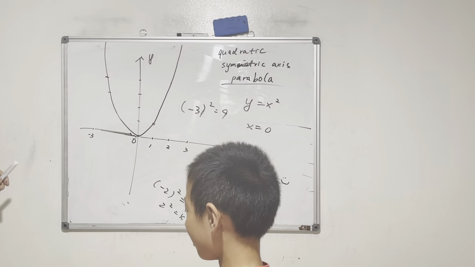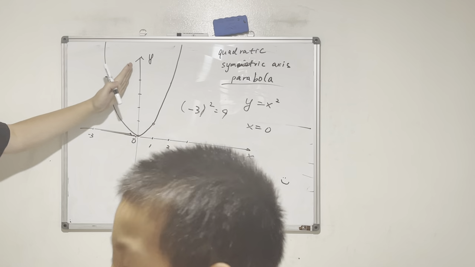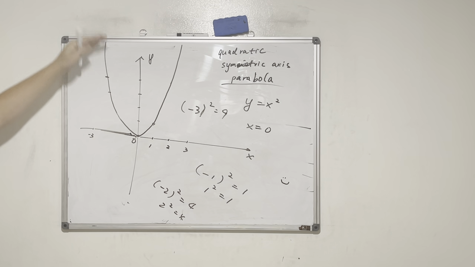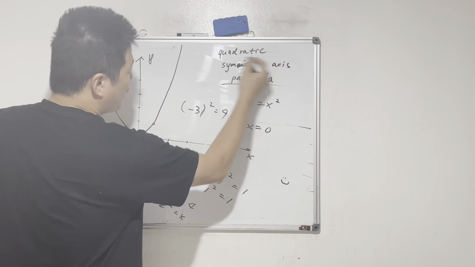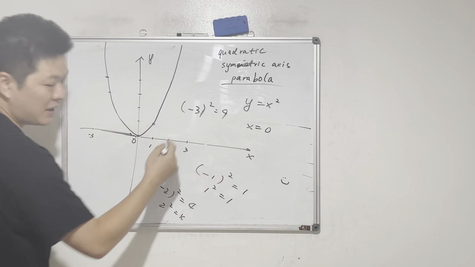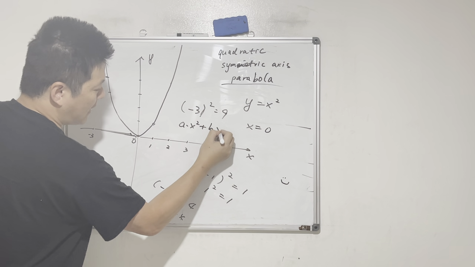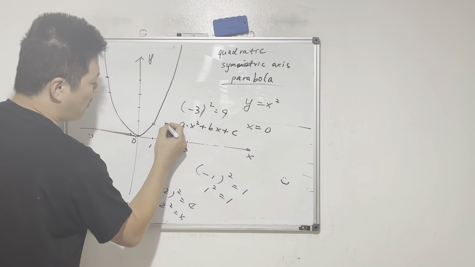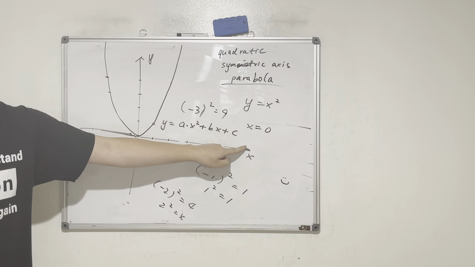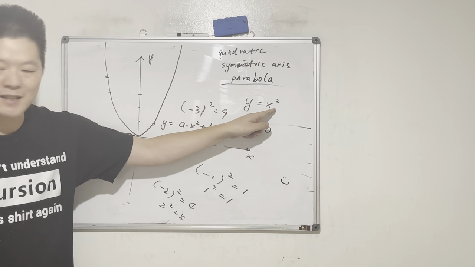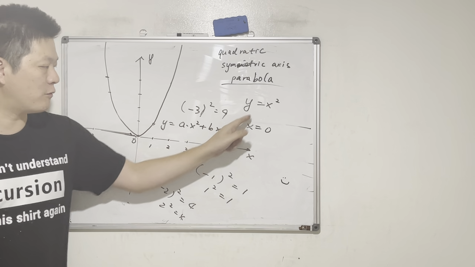Okay, so look. This quadratic function can be generalized as what? y equals a times x squared plus bx plus c. What does it mean? a, b, c are constants. So can you tell me, if y equals x squared, what's the value of a, b, c?